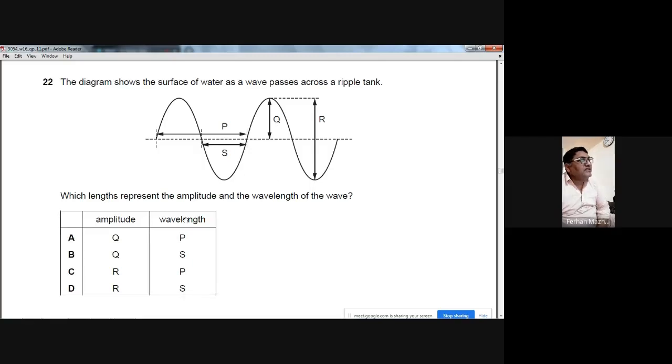And the next question is, what is the wavelength? It is the horizontal distance between two points which are in the same phase. For example, from mean position to mean position, from top to top, or from bottom to bottom. So P here is the best. Here you see this wave was going up, and again here the wave is up. So these two points are in the same phase, and they are adjacent to each other. So this is the wavelength. So P represents the wavelength. So the option for 22 is A.